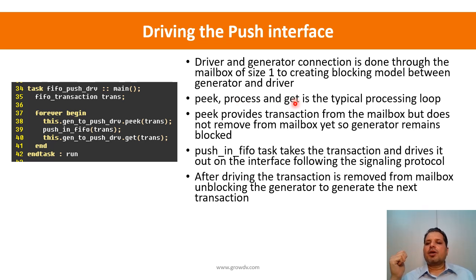So typically what we do is peek, process and get is the loop in which we work. Peek, get a copy, and then process. It could be any type of processing that you are doing while you are consuming the time. You process that particular thing, and only after processing is completed, you take it out of your communication channel, so that the next transaction that needs to be processed can be sent to you.